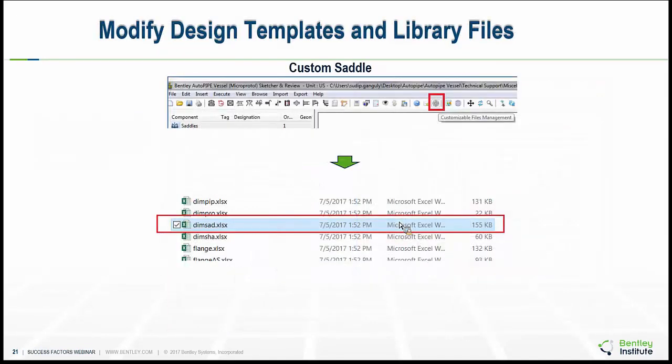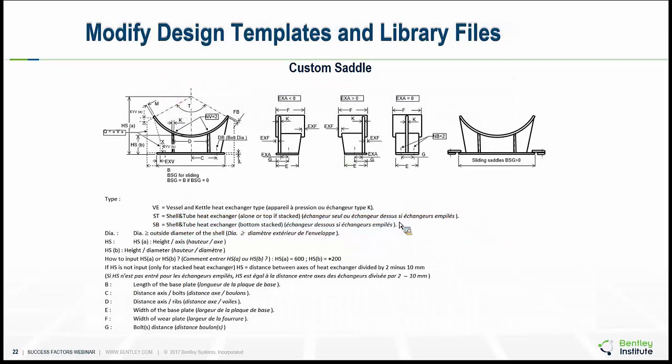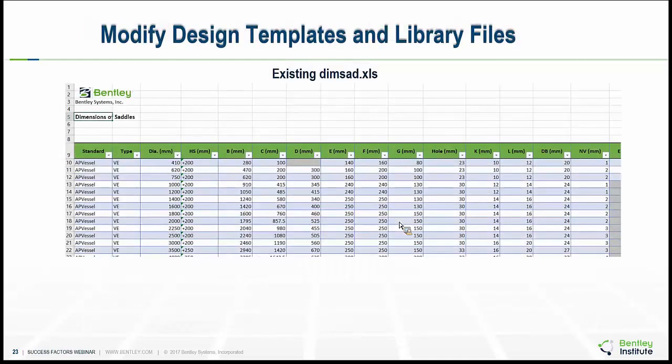Again, it's very easy. There is a customizable file called dimsad.xls. So you see here, likewise we saw earlier for bolts, gaskets and gussets, you have a custom saddle sketch where all the dimensions are called out in the first sheet. So it's very easy to refer to. And in the second worksheet, you have the dimensions, the raw data. As you see here, it starts with AP Vessel, and there is no such thing as ABC Engineering.